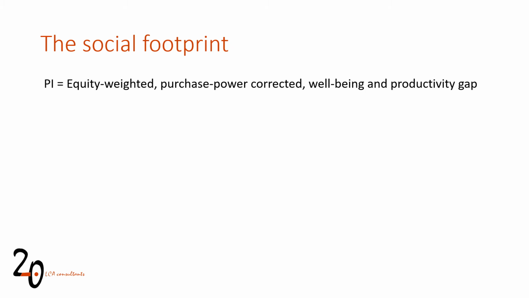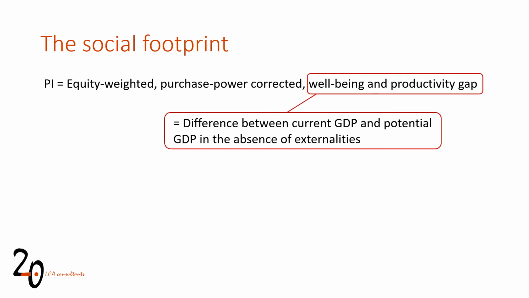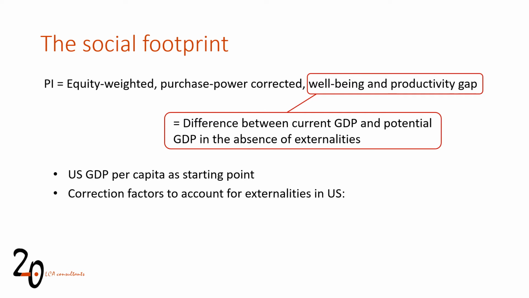We have already talked about equity weighting, so here we are going to focus on this productivity gap. And this is defined as the gap or difference for a given country between its current GDP and the potential GDP in an ideal world without externalities. Now, to establish this potential GDP, the social footprint takes the United States economy as a reference. But of course, the US economy also suffers from externalities, and therefore we need to correct it.